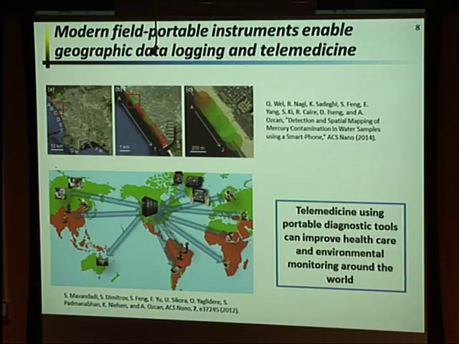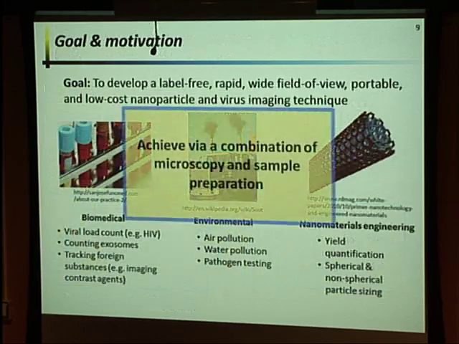So this is one example looking at environmental monitoring from our group, where they were doing environmental monitoring using a smartphone, and this was looking at mercury contamination along the beach in Los Angeles, and they could collect samples from different areas and then build up this sort of heat map. But you can imagine this being done over a larger scale where you have information from across the world and you can track epidemics and these sorts of things.